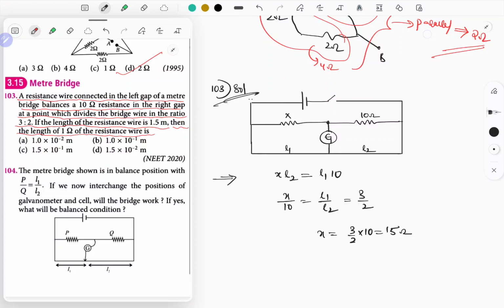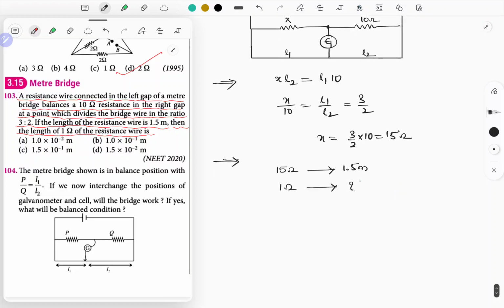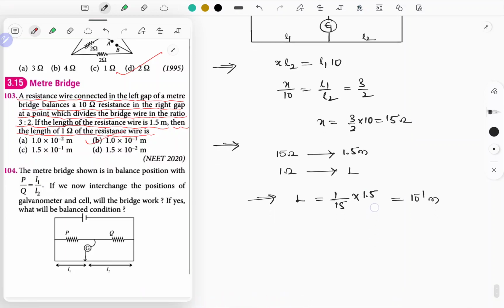So let's see what they are asking. We are getting 15 ohms per 1.5 meter length of wire. Then for 1 ohm, what's the length of the wire? That's what they're asking. So let me name this as L. This can be written as L is equal to 1 divided by 15 into 1.5. So 1.5 can be written as 15 into 10 power minus 1, so 15 will get cancelled. You are going to get 10 power minus 1 meter. Okay, which option matches? Option B is the correct answer.